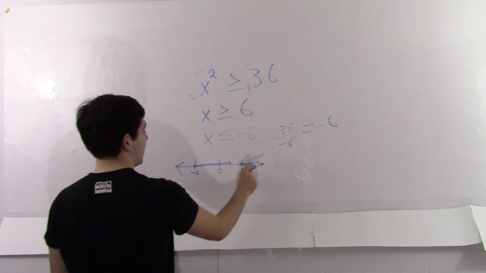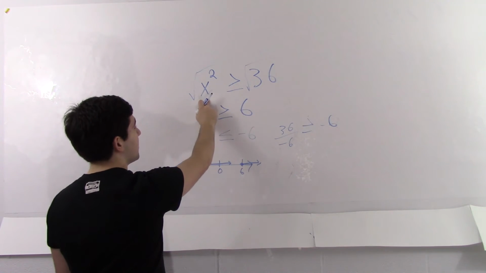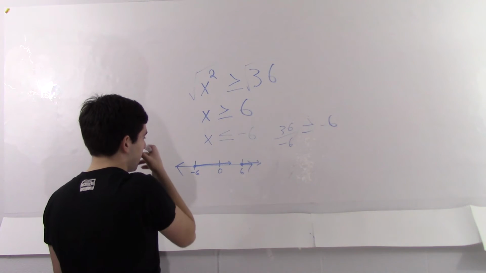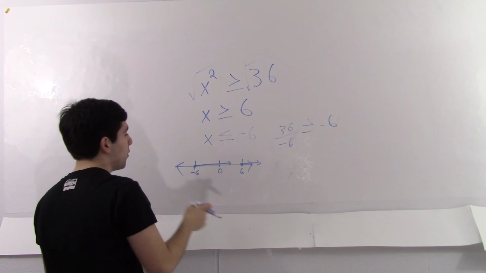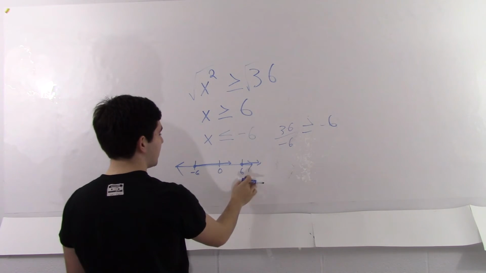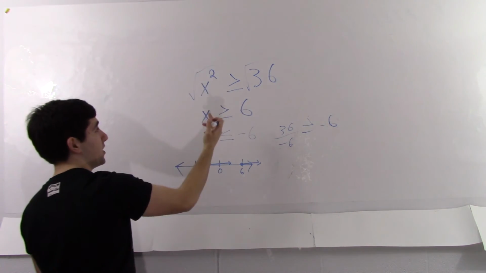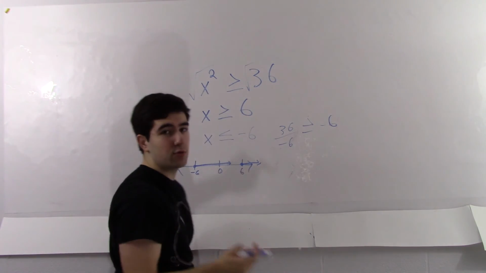Let's say we have 7. 7 squared. When we plug in the solution set for this, when we do greater than 6, 7 times 7 is 49, which is greater than or equal to 36.